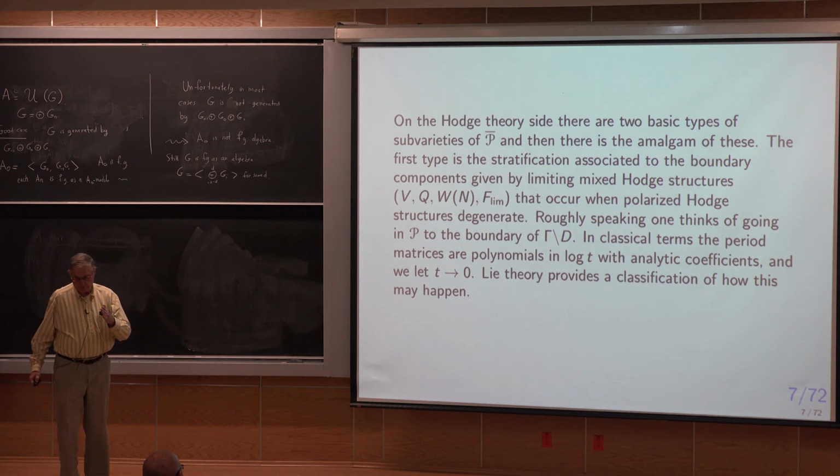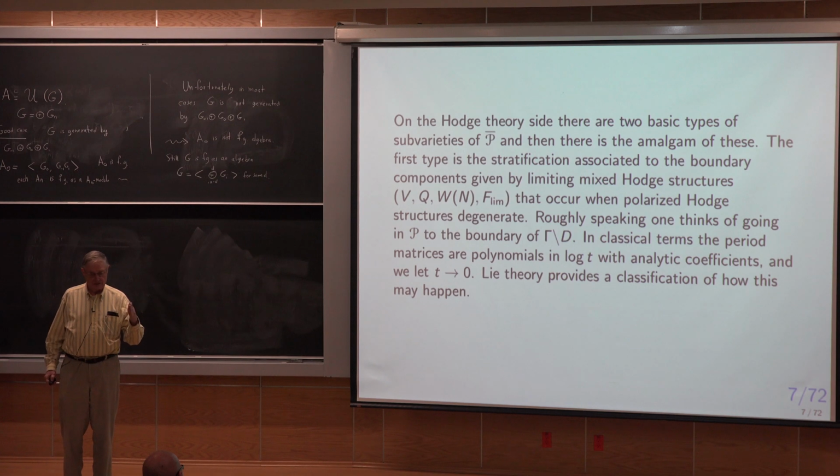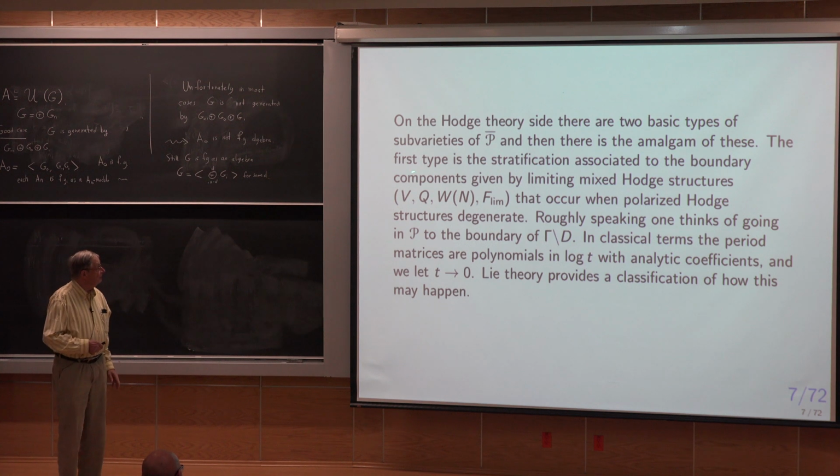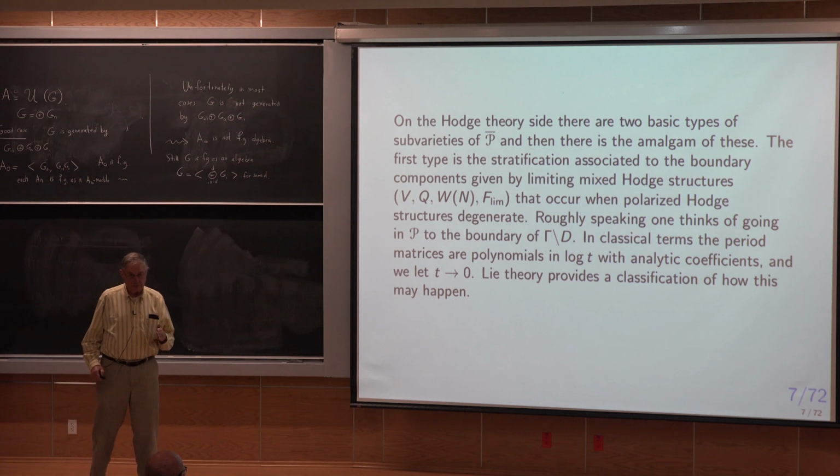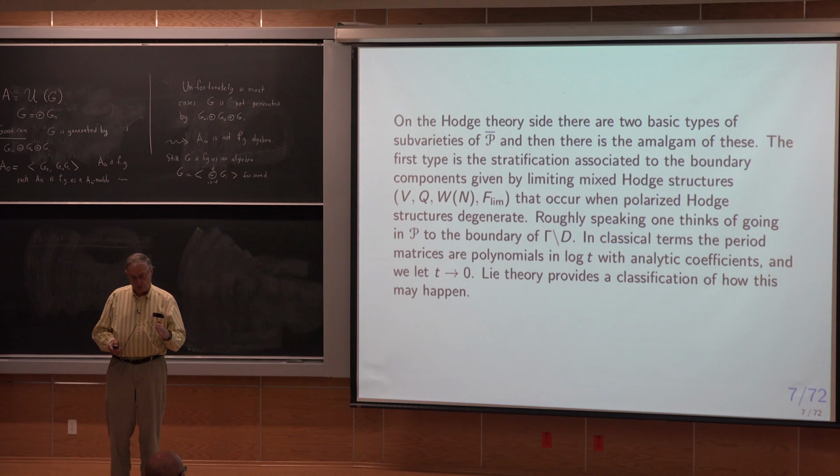So that's the algebro-geometric side, the algebro-geometric stratification of moduli. On the Lie theory side, there are two types of subvarieties. They're not exactly stratifications, but they behave as if they were, of this image of the extended period mapping. One is by the different ways in which a Hodge structure can degenerate. That's organized by Lie theory. It's a very interesting, very beautiful story.